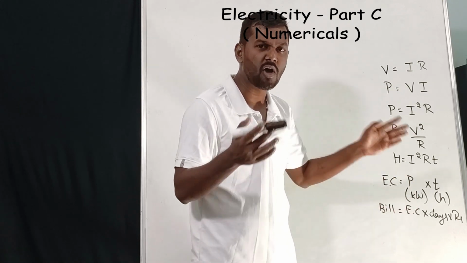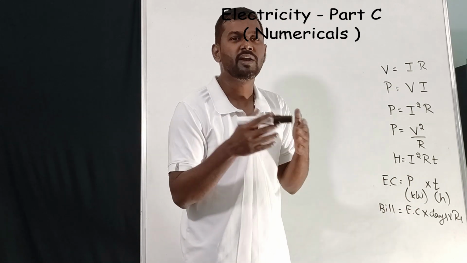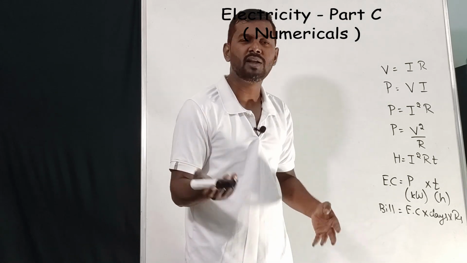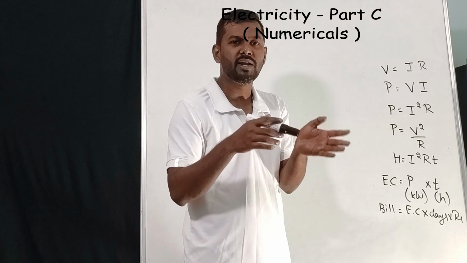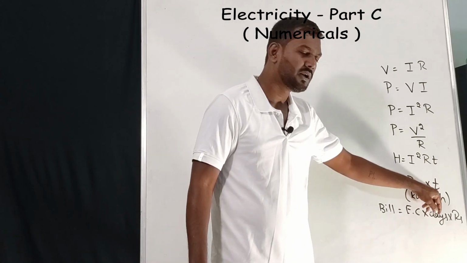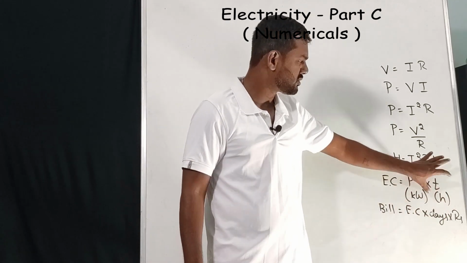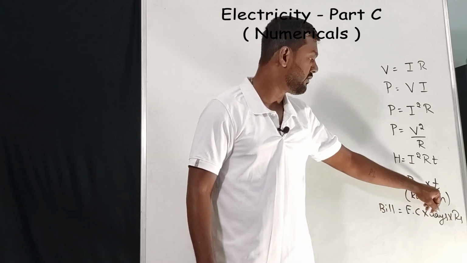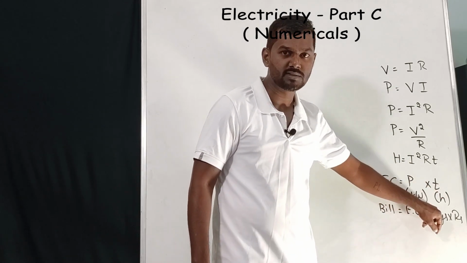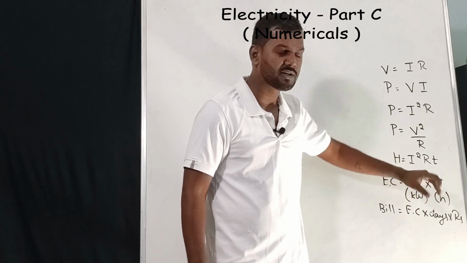How can we convert normal watt into kilowatt? Divide by 1000. Watt is the unit of power. If you want to convert watt into kilowatt, divide by 1000. Next, time should be in terms of hours. When it comes to energy consumption, in the question they'll give you the time value in terms of hours, then you have to substitute in terms of hours only.